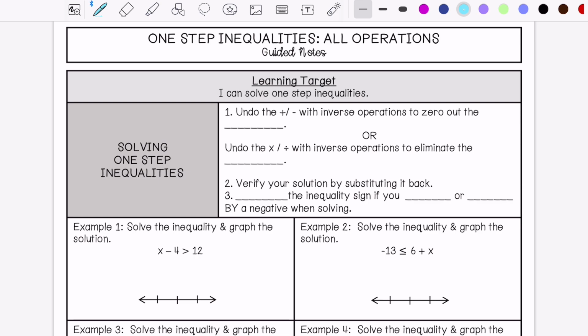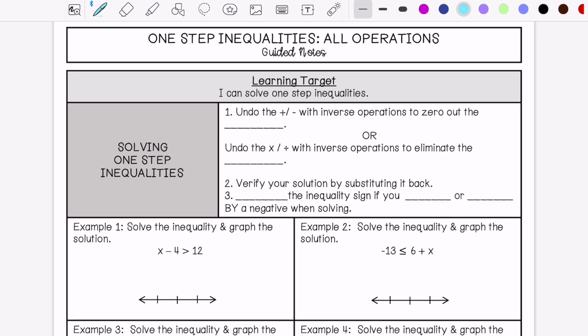In my regular entire year, sixth grade math guided notes, I separate one-step inequalities into a day of multiplication and division and a day of addition and subtraction. So this is just combining it all into one. Maybe you don't have time to split it up or you just prefer to do it all in one day. So this is very similar to solving one-step equations. You follow the same steps in the beginning, and then there's something a little different towards the end that we are going to go over.